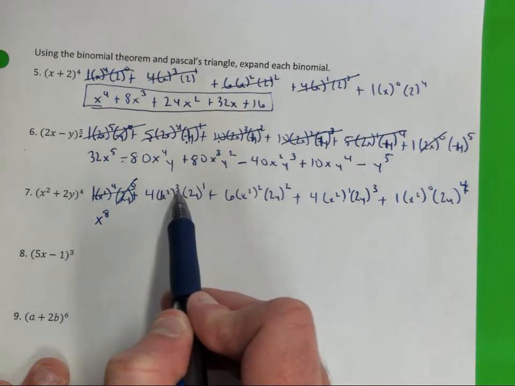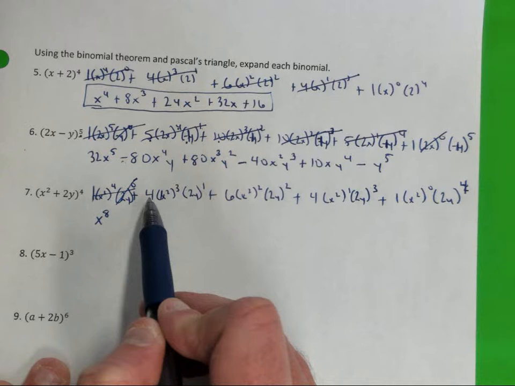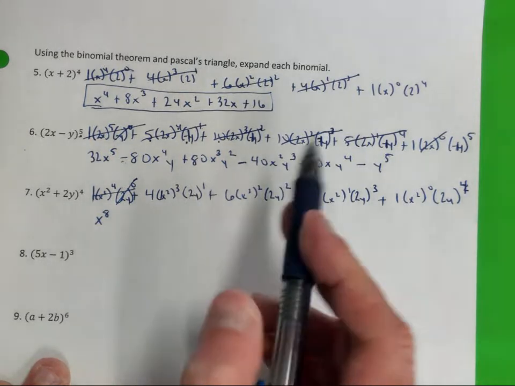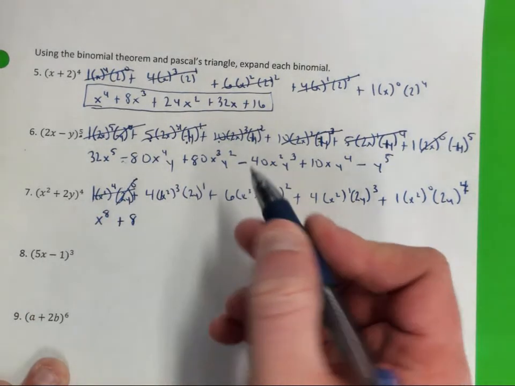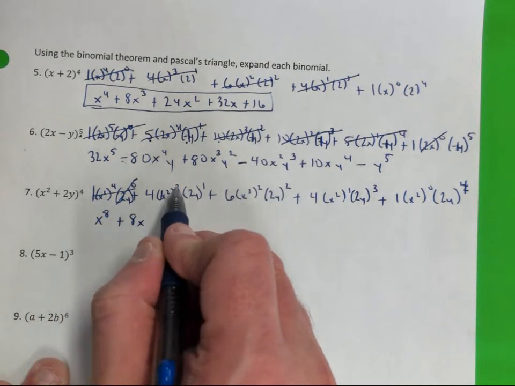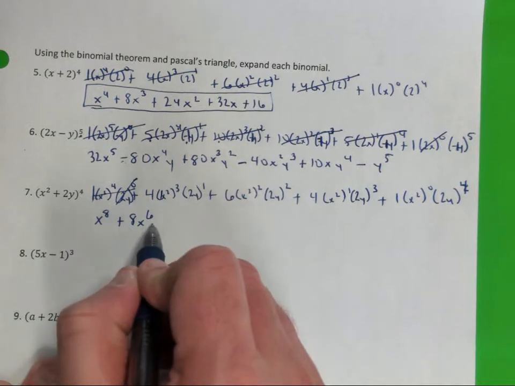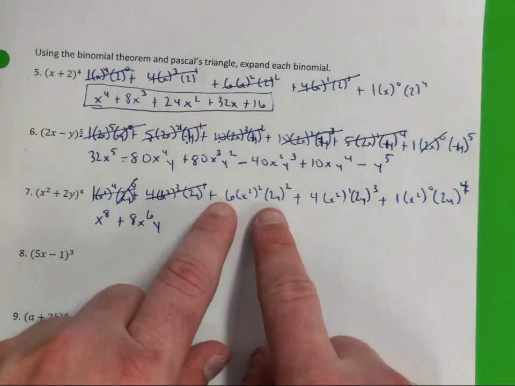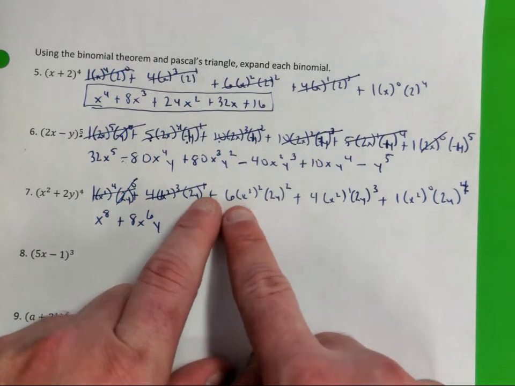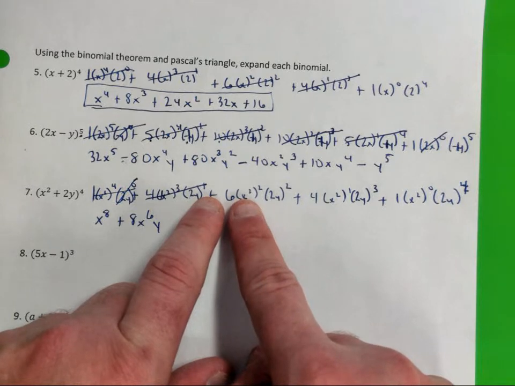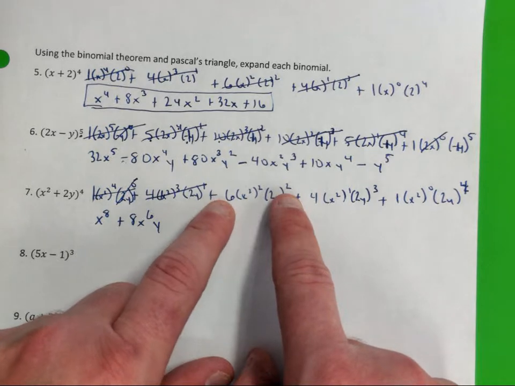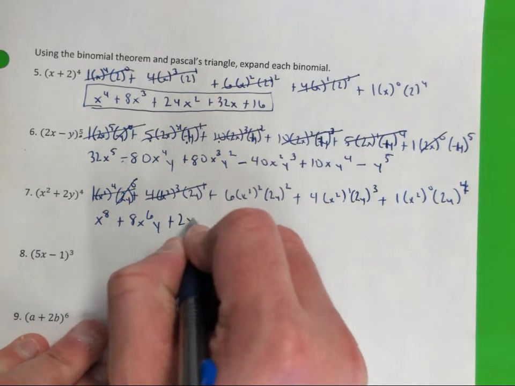1 cubed is what? 1. 1 times 4 is? Times 2 to the first is 2. So what's 4 times 2? 8. X to the what? 6. Y to the first. The only numbers I have to really worry about here are 6 and 2, aren't they? Because that's a positive 1 in that parentheses. So do I have to really worry about that? No. So what's 2 squared? 4 times 6 is 24.